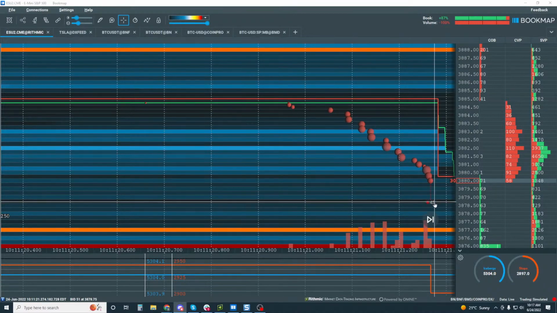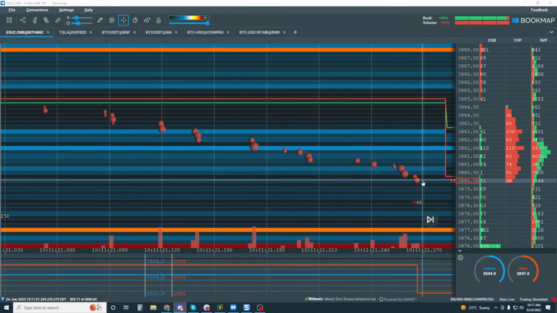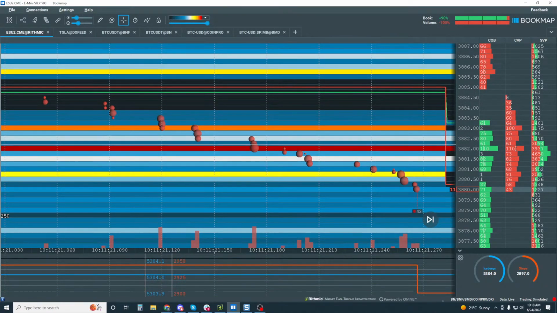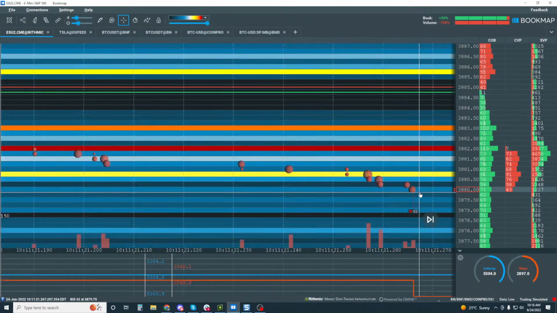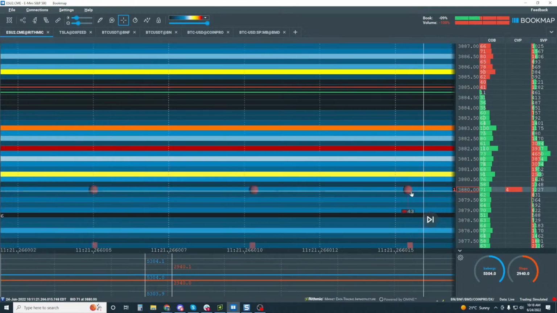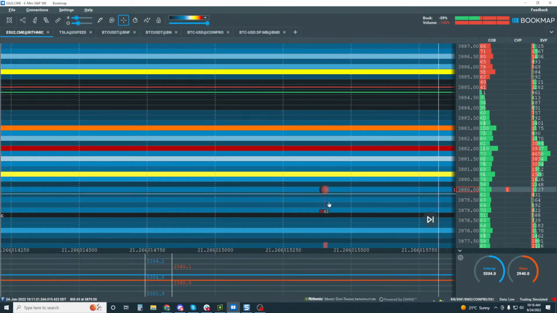We know there's a stop run here, but it's only for 43. Only 43 contracts. Look at all these contracts that traded in here. Hundreds, right? Several hundred here traded. Out of all of these in here, 43 were stops. Okay, and look where the stops got filled to. At the very bottom here. This is quite typical.